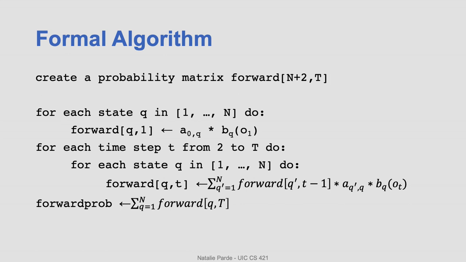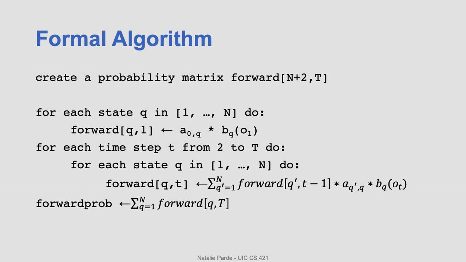So in slightly more concrete terms, we can look at this in algorithmic format. Here we have the pseudocode for the forward algorithm. We start by just creating a probability matrix of size n plus 2 by t. So we need the total number of states plus 2 as one dimension, and the total number of time steps as the other dimension.